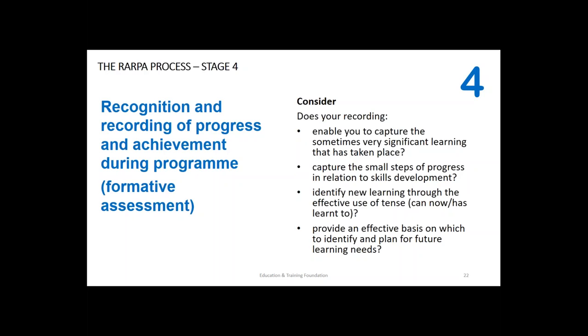How do you capture the small steps towards that target? Because maybe they haven't actually met the whole thing, because learners aren't going to meet that all the time. It's work towards, isn't it? But how do we capture the small steps towards that? How do we capture that unplanned learning that takes place that might not be a target, but needs to be captured as well? I think that by taking pictures, by recording, by completing observation forms within the session, that's a very good way of doing that. And lastly, how do we provide an effective basis on which to identify and plan for future learning?